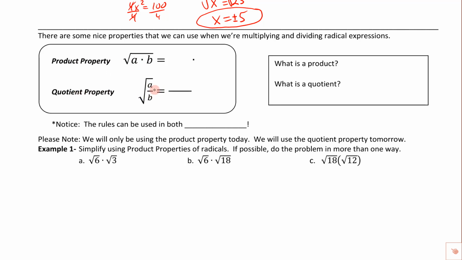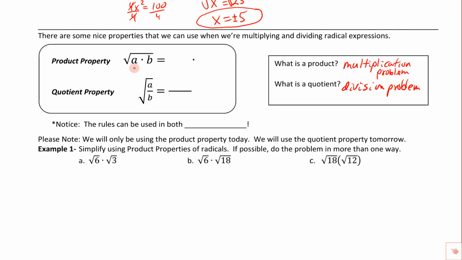I do want to make sure we're all aware of what a product is and what a quotient is. So remember, a product is, we're just going to write a multiplication problem. Now, you may be aware that a product is the answer to a multiplication problem, and it can also be used that way. So if we say a product, it might be talking about the answer to a multiplication problem or the multiplication problem itself. And the next one is, what is a quotient? Well, a quotient is a division problem. So when we talk about a quotient or a product, we're just talking about multiplying and dividing in one sense or another. So here's the product property.